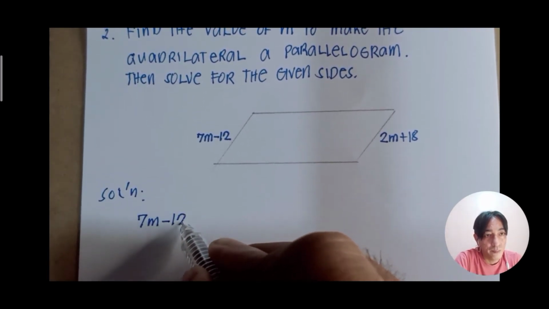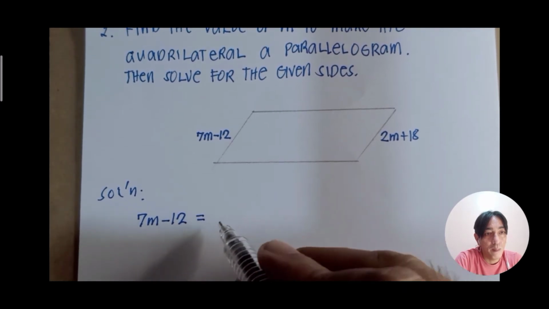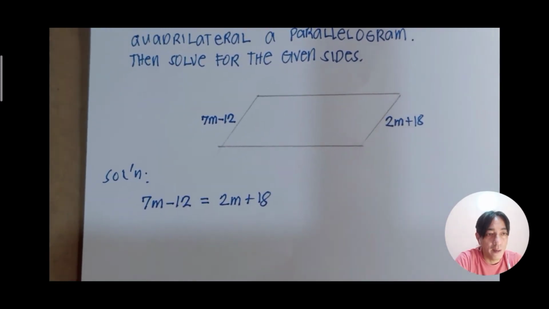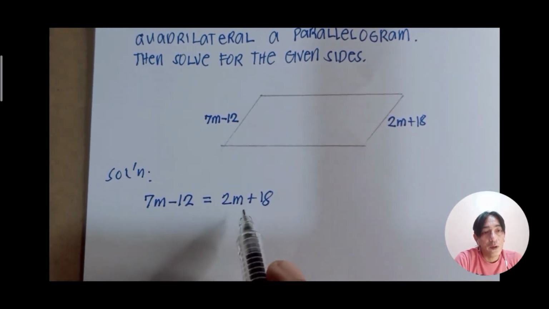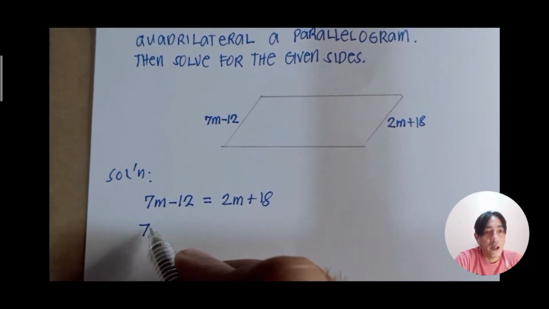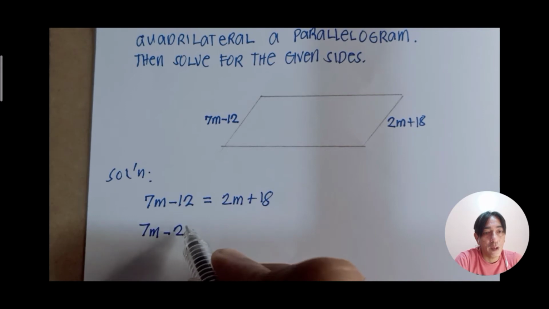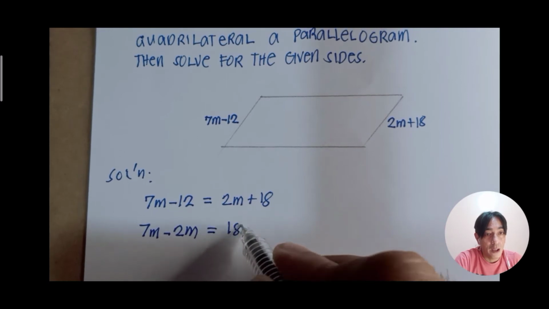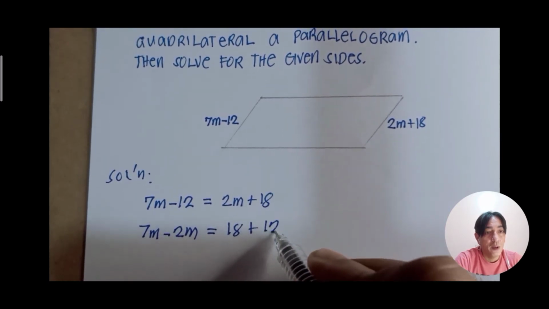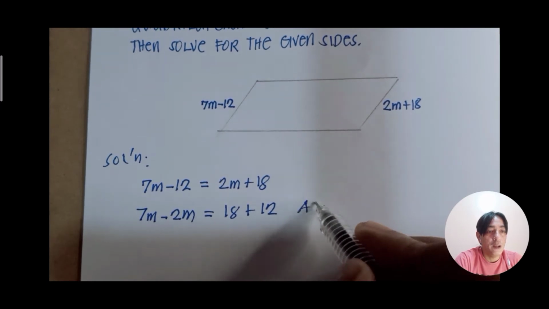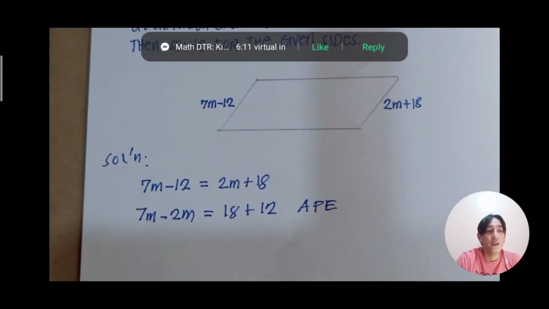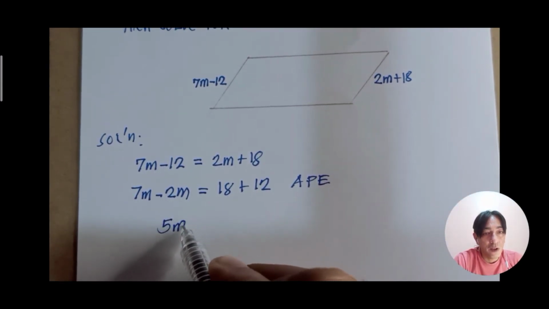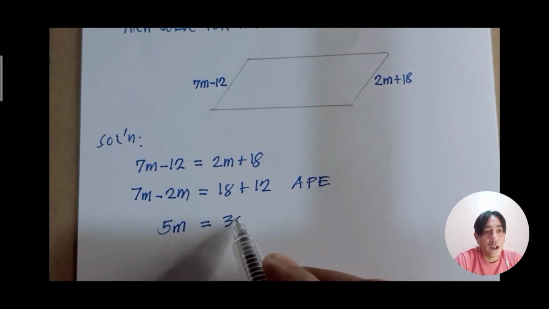7M minus 12 equals 2M plus 18. So, since congruent sila, they have equal length. Okay, yung 2M, i-transpose natin to the left side. So, magiging 7M minus 2M. Tapos yung negative 12, i-transpose natin to the right side, magiging 18 plus 12 using the addition property of equality. Okay, kapag nagta-transpose tayo, we are using the addition property of equality. Okay, so 7M minus 2M will be 5M, and then that will be 30.